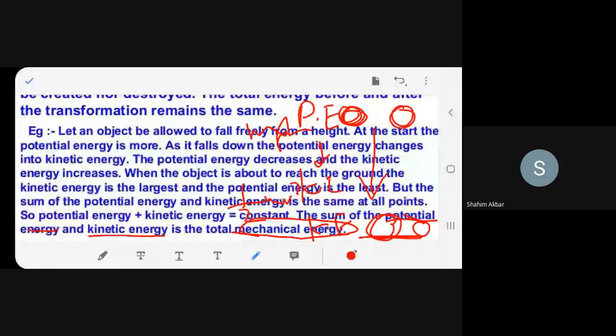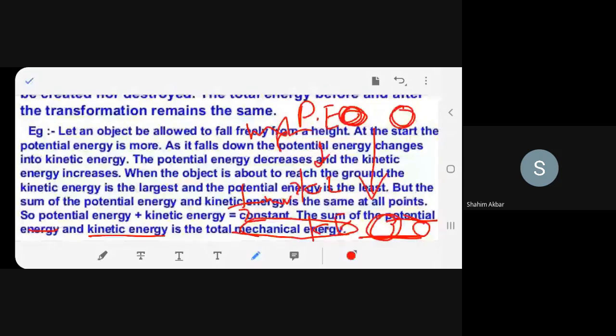But when it is moving, anything which moves will have the maximum kinetic energy. When the ball is coming down, the potential energy is decreasing and kinetic energy is increasing. That you should understand. And when it hits the ground, the kinetic energy is the maximum. Understood?